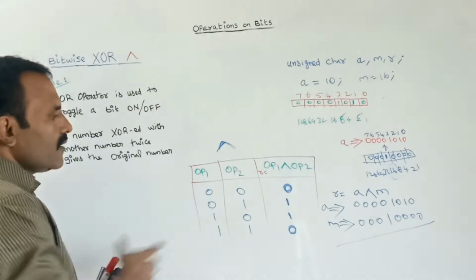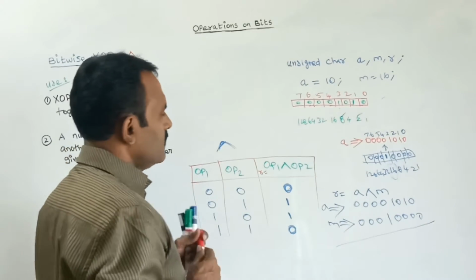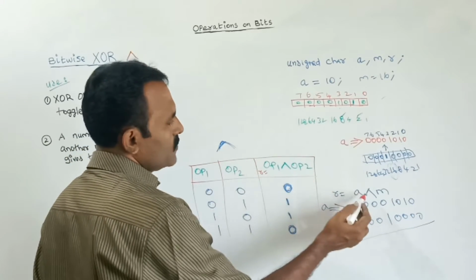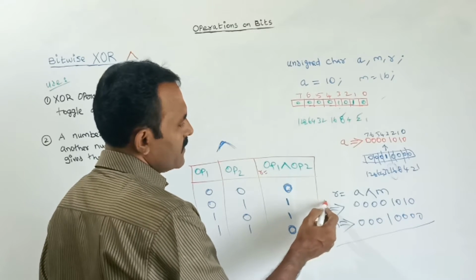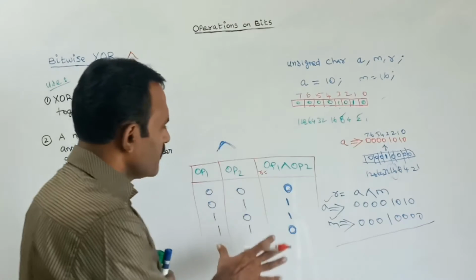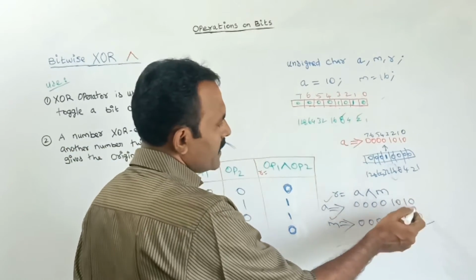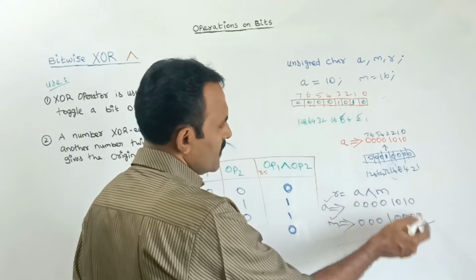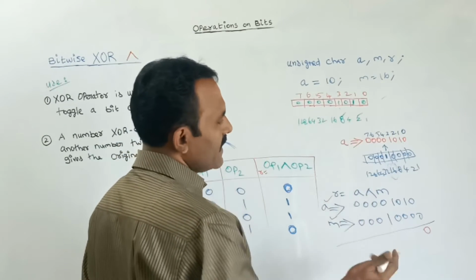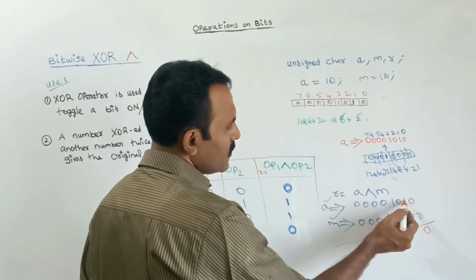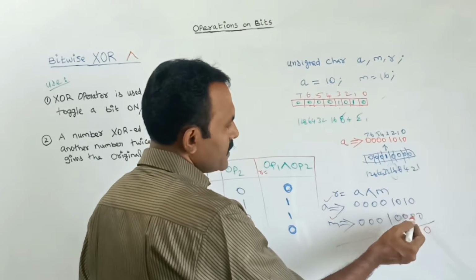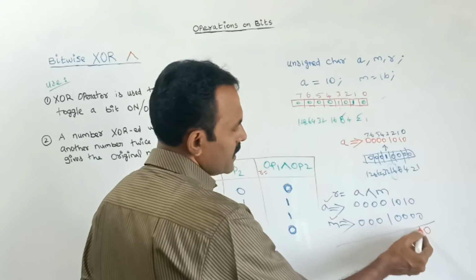Now you apply this truth table. Here I am going to find the result. Result is equal to: for operand 1 we are using the variable A, for operand 2 we are using the variable M. When applying this, if both operands have the same value, then the result is false. So 0 and 0 gives 0. If both operands have different values, then the result is true. Here operand 1 has 1, operand 2 has the value 0. 1 and 0 gives 1, that is true.